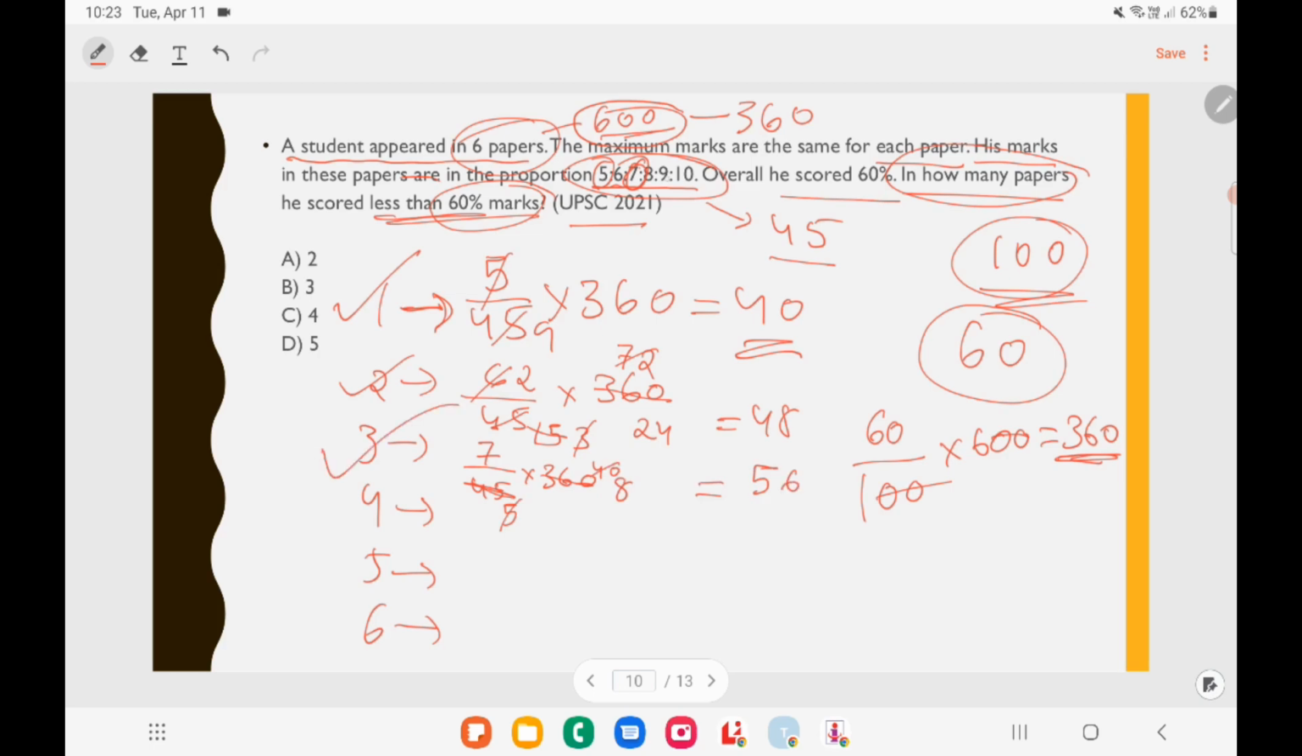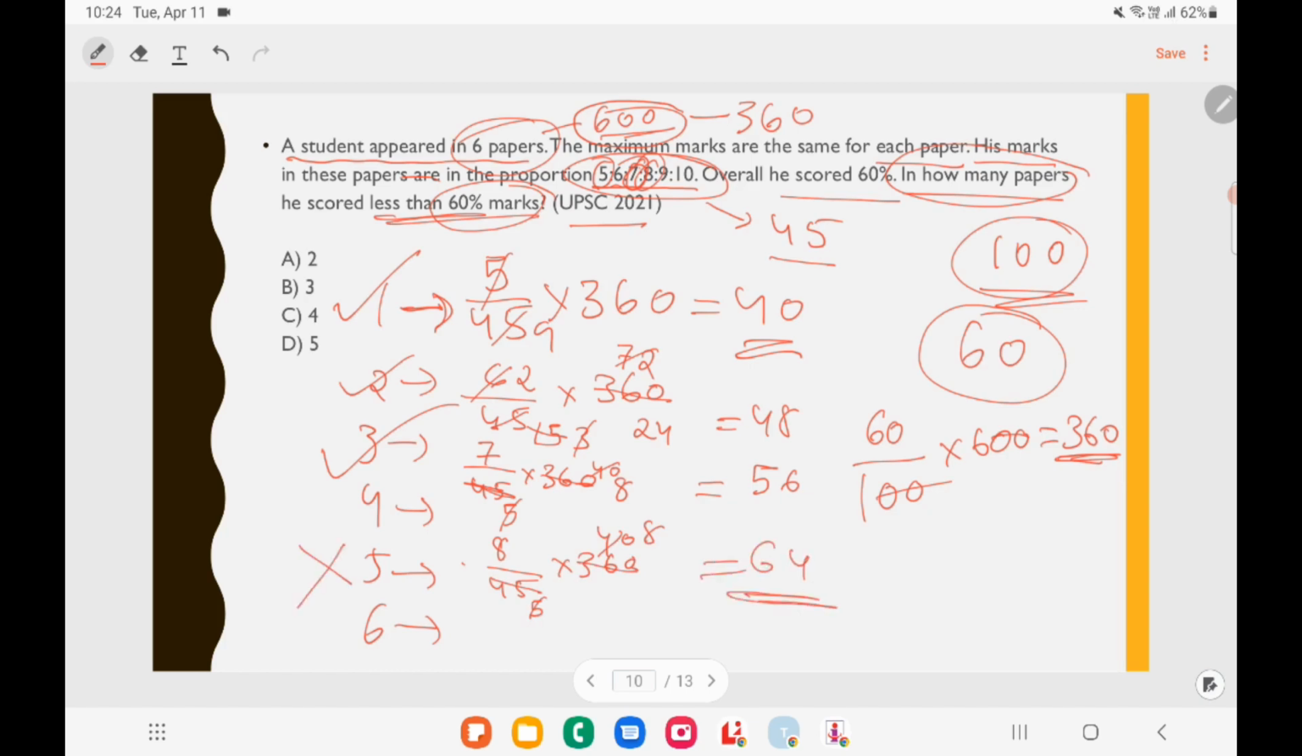Now if you are taking the next paper, it is 8, right? So 8 by 45 into 360. Okay. So if you are cancelling by 9, it is becoming 5 and it is becoming 40. So it is becoming 8. 8 into 8 is 64. So this is greater than 60.